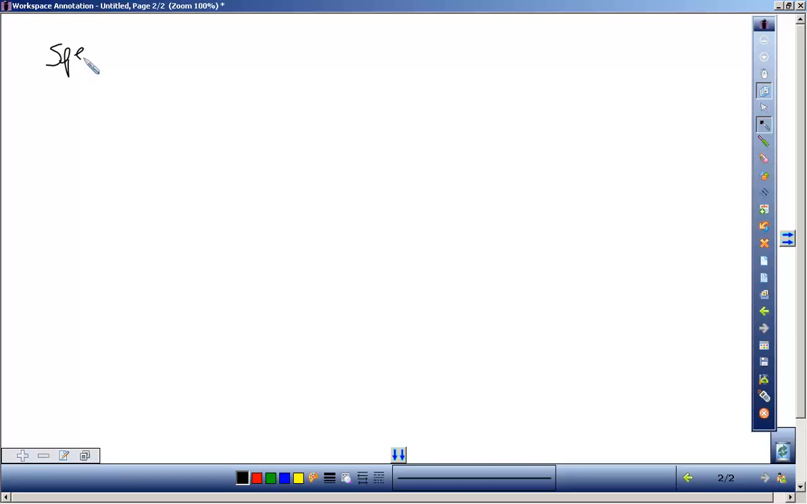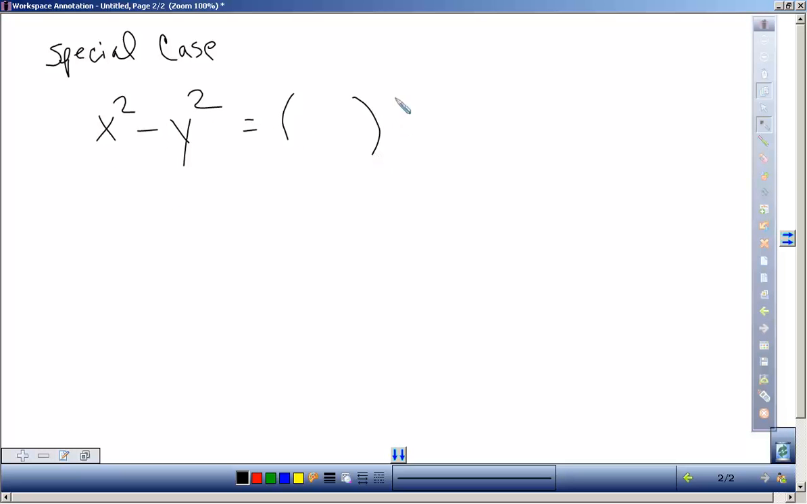Other ways to factor that you want to remember. We did have special cases, so we want to make sure we remember our special cases. We do have a perfect square minus a perfect square. And when I have a perfect square minus a perfect square, it always factors to be two binomials. And I take the square roots. Square root of x squared is x. Square root of y squared is y. And we call this the sum and difference because one is a plus and one is a minus. And it will always factor that way.